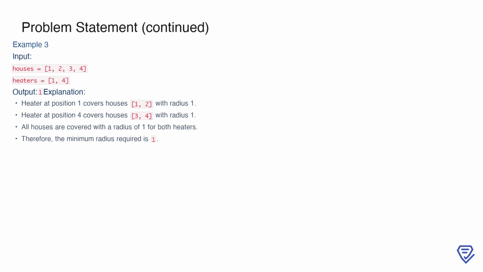Here's one more example to illustrate how multiple heaters can work together. Suppose the houses are at positions 1, 2, 3, and 4, and there are heaters at positions 1 and 4. With a radius of 1 for each heater, the heater at position 1 can cover houses at positions 1 and 2, while the heater at position 4 can cover houses at positions 3 and 4. This ensures all houses are covered, and because no smaller radius would suffice, the output is 1. This example highlights how the placement of multiple heaters can reduce the required radius.